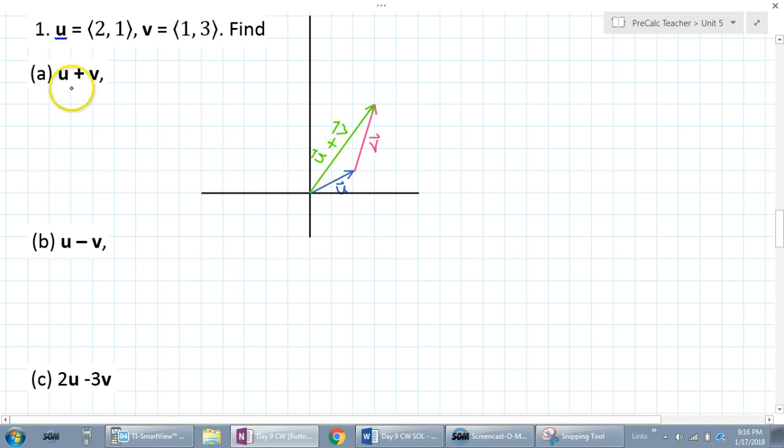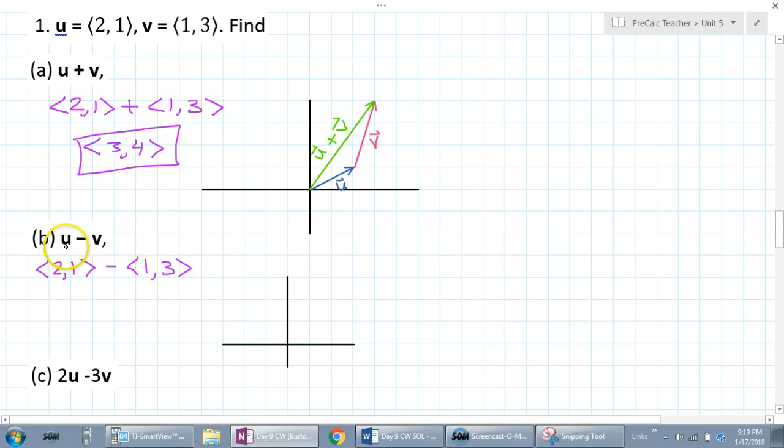Now let's go ahead and do it algebraically. If I want to do u plus v, here's vector u plus vector v. I will just add the corresponding components. So that's going to give me 3, 4. Alright, and notice looking at my green resultant vector, it is indeed over 3 and up 4. So it does match.